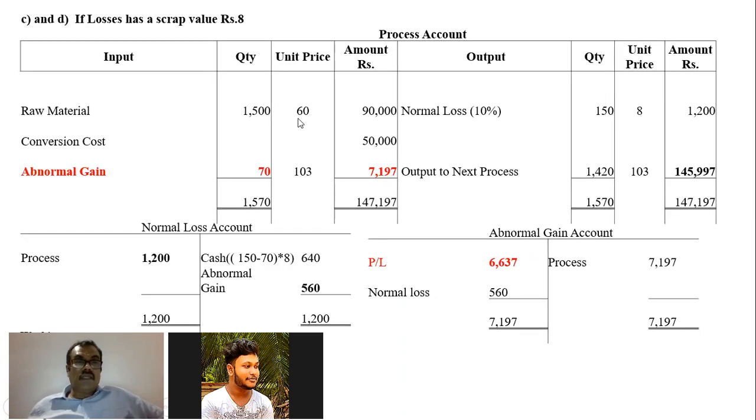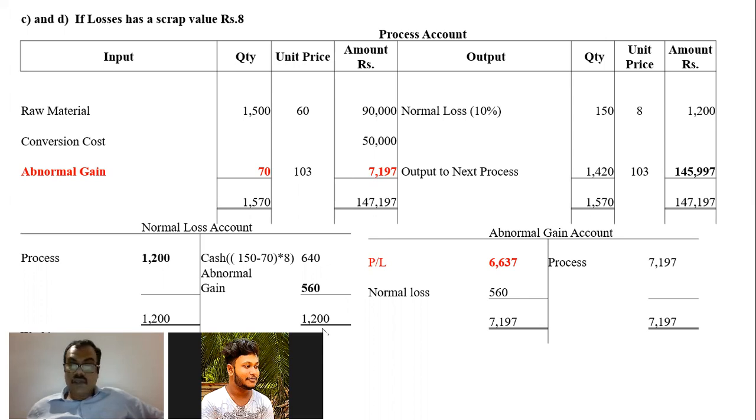Now we will take the scenario with the scrap value. Now you see, when the scrap value comes, automatically we need to deduct this amount from the total cost. That is why we credit. You can see even for the workings.